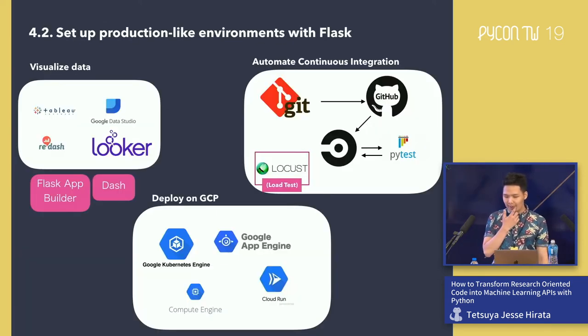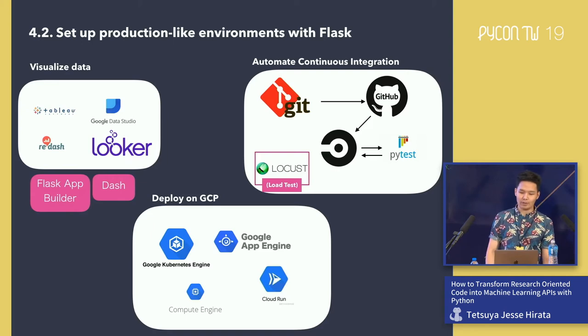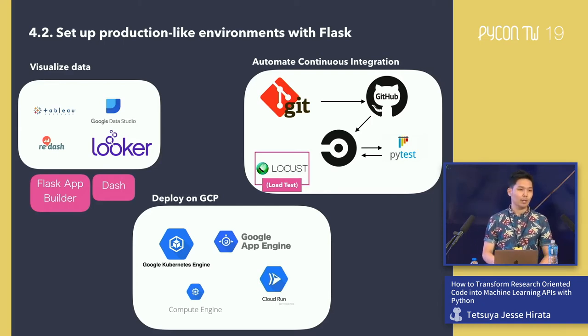So finally, set up a production-like environment with Flask. They are just tools, so I do not talk about how to use them in the tutorial, I just show you options. First, set up visualization tools such as Tableau, Google Data Studio, Redash, or Looker. When trying to automate continuous integration, GitHub, SQLCI and PyTest might be common options. After setting up CI environments, you can deploy on GCP. This might be a typical option, I think, for ML APIs, as some of you might already know.